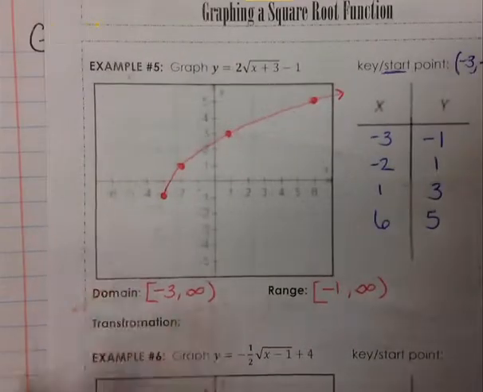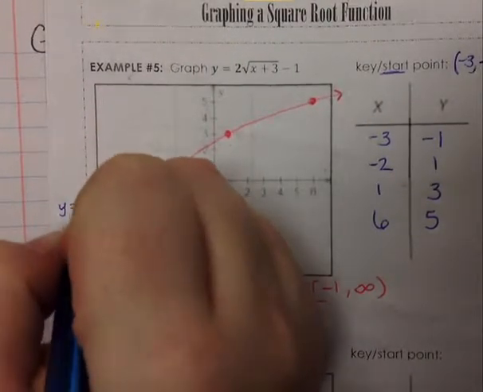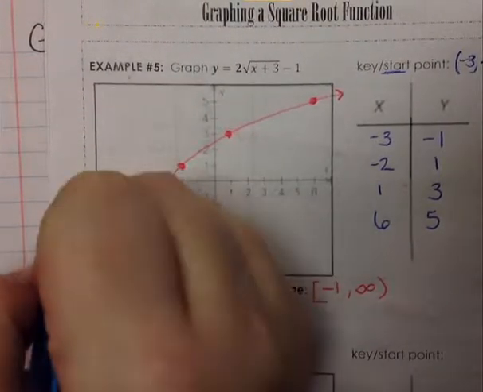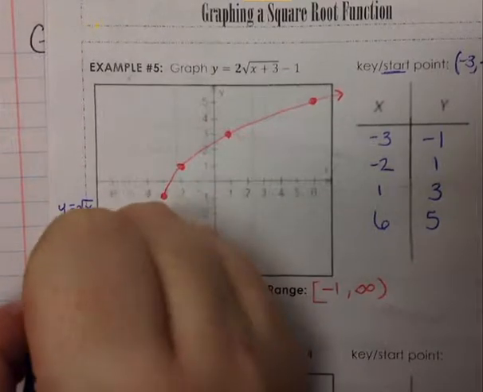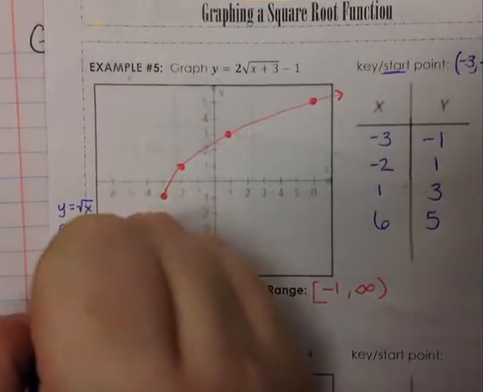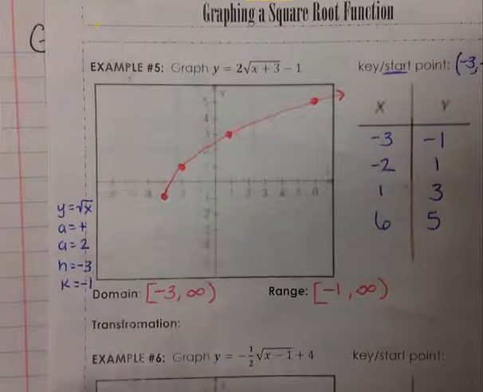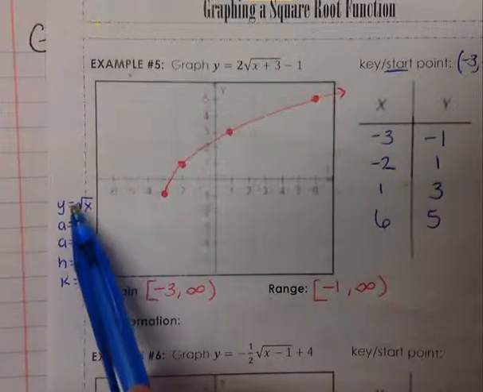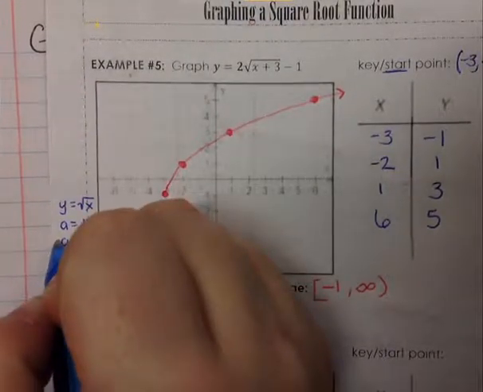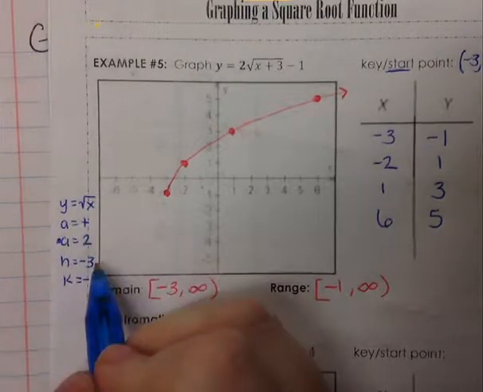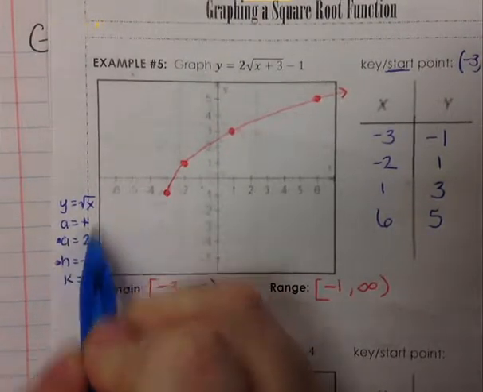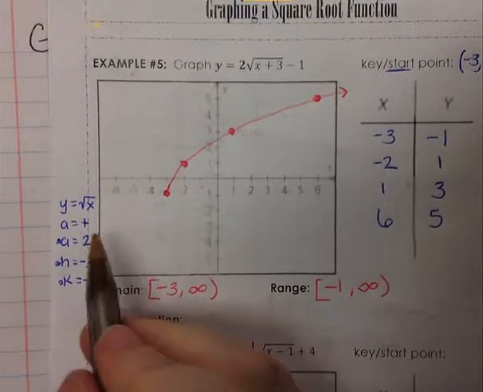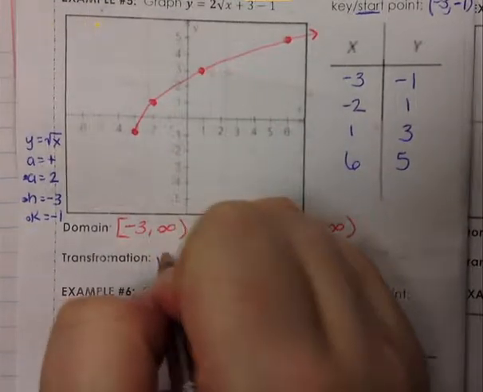To talk about our transformations, we want to come from the parent function, square root of x. Our a value is 2. Our h value was negative 3, and our k value was negative 1. So we have to figure out what changes. Positive, positive does not change. 1 to 2 does change. 0 to negative 3 does change. 0 to negative 1 does change. So these are the three things we have to talk about. Since a is 2, that is a vertical stretch of 2.